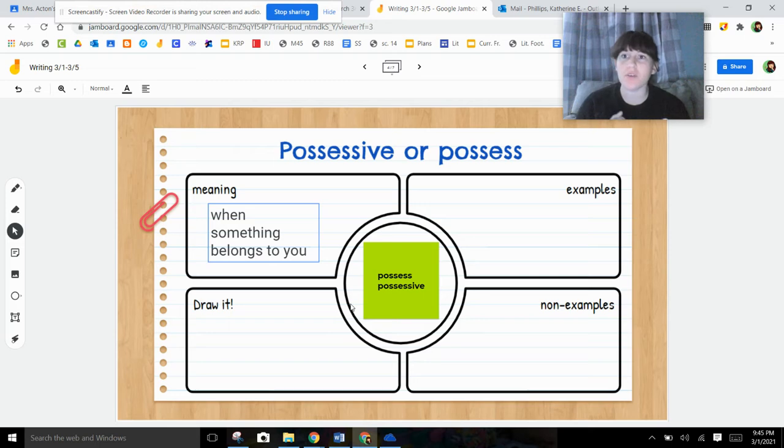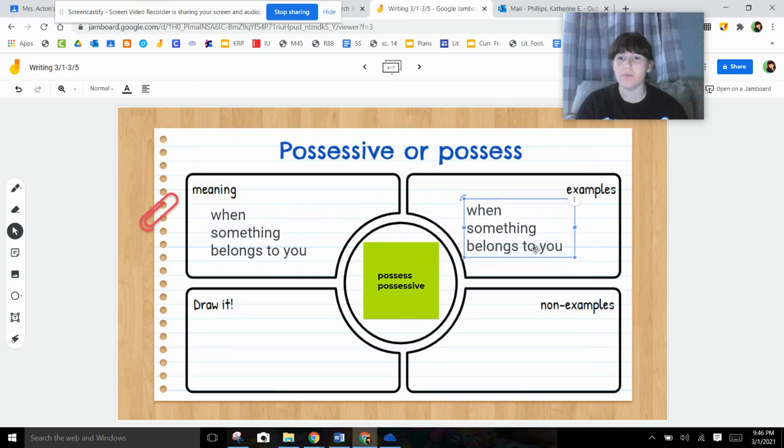So think about things in your room that brothers and sisters, your moms are not allowed to touch. It's yours. You possess it. You're possessive over it. Okay. So when I think about examples of possessive or possess, I immediately think of a dog, a kid owning a dog. Immediately, that's what I think of.